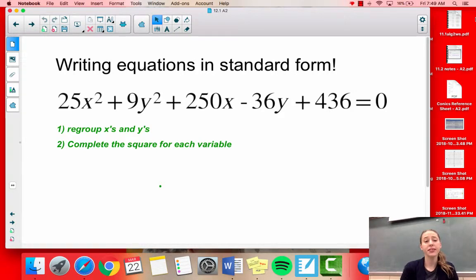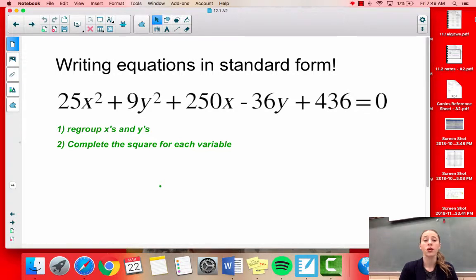Hi everybody, this video today is going to be solely focused on taking an equation and writing it in standard form when we're working with conics. I've got one example that I want to go through with you. This is going to be focused on the ellipse, but this could also be used in the same context for other conics.